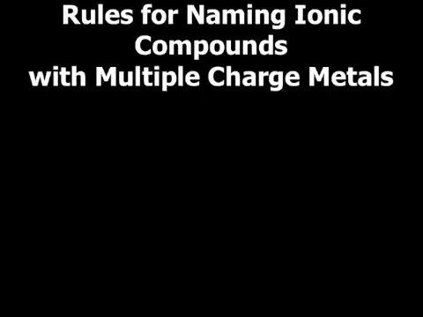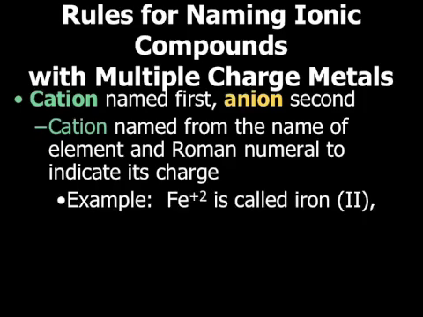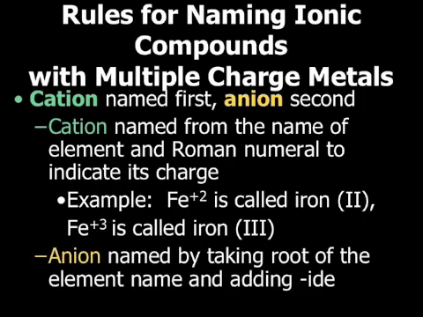In this screencast, we're going to talk about naming ionic compounds that have multiple charge metals. The rules for naming compounds with multiple charges are very similar to the rules for naming with single charges. The difference is you have to specify which ion you have for the metal. So you still have the cation, or the metal, named first, and the anion, or the non-metal, named second. You still have IDE on the end of the anion.